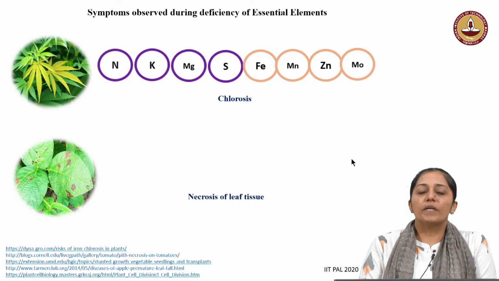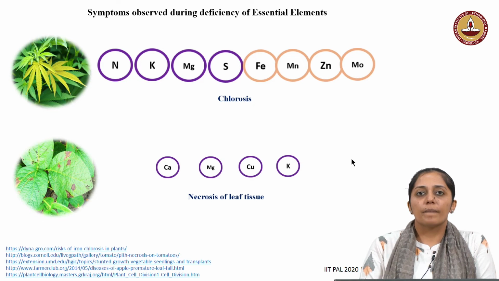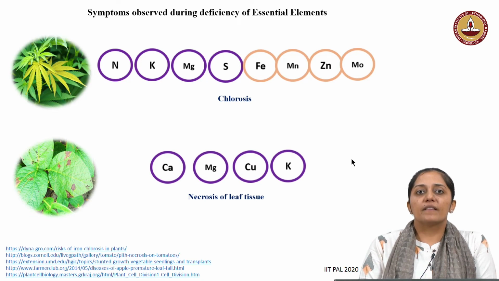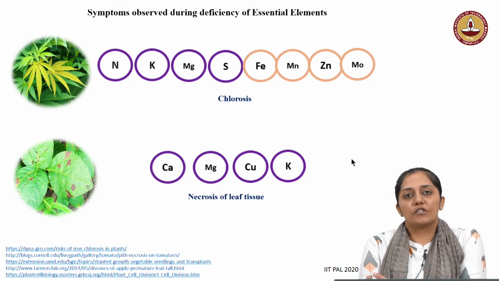Another commonly observed symptom of deficiency of essential elements includes necrosis on the leaf tissues, which is caused by the deficiency of macronutrients like calcium, magnesium, copper or potassium.